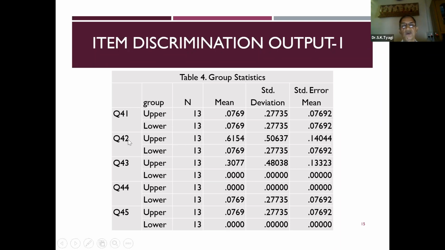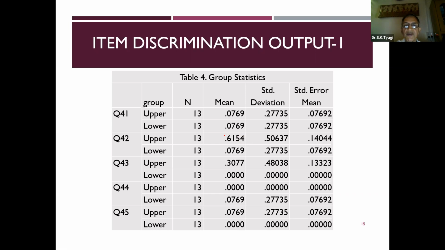Now let us come to question number 42. Mean of upper group is greater than mean of the second group. Mean of the upper group is 0.6154. Mean of the lower group is 0.0769. There is a huge difference between these two. Probably question number 42 is discriminating, and discriminating well.